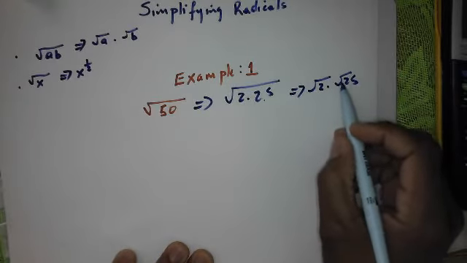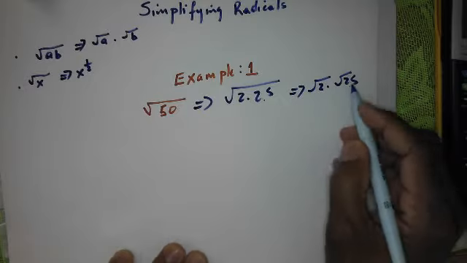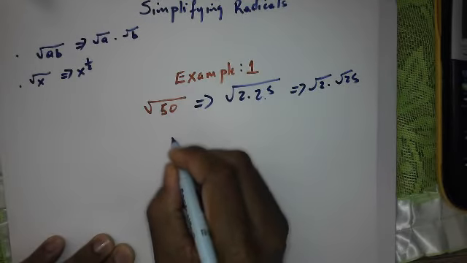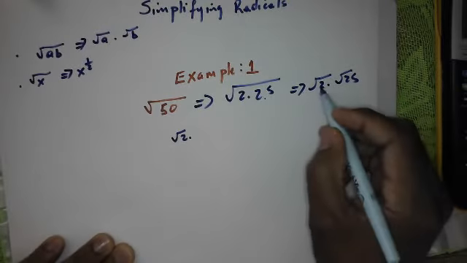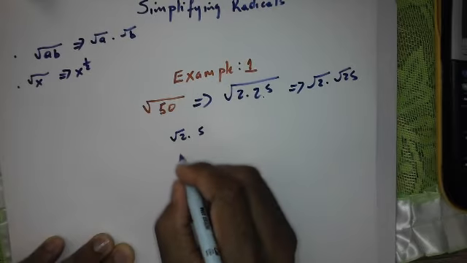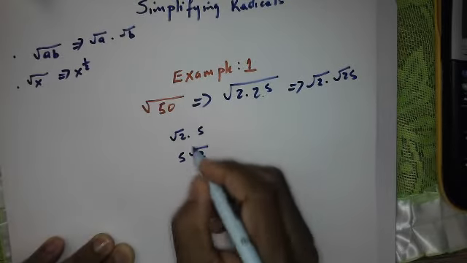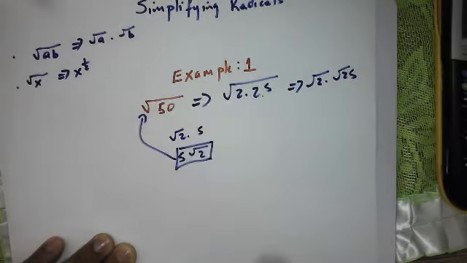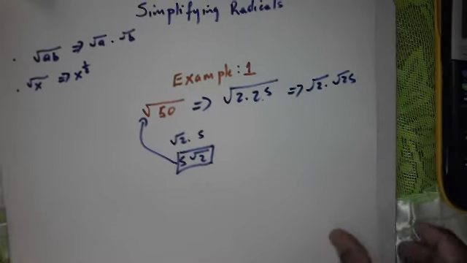Now I know that the square root of 25 is 5. So I can rewrite this as root 2 times, this is the root 2, and the square root of 25 is 5. So I can rewrite this as 5 root 2. And this is my answer for this. Okay, let's look at example 2.